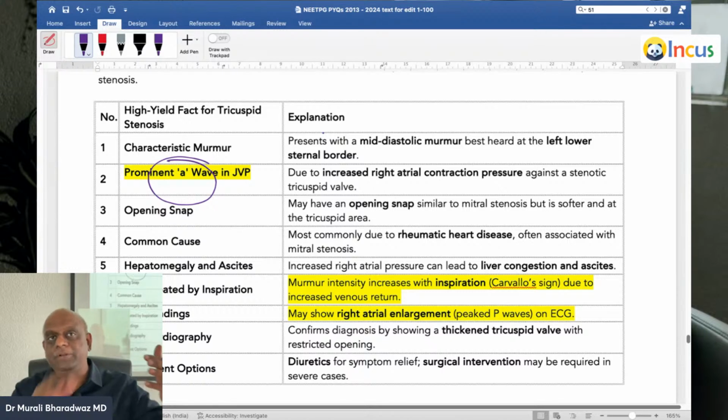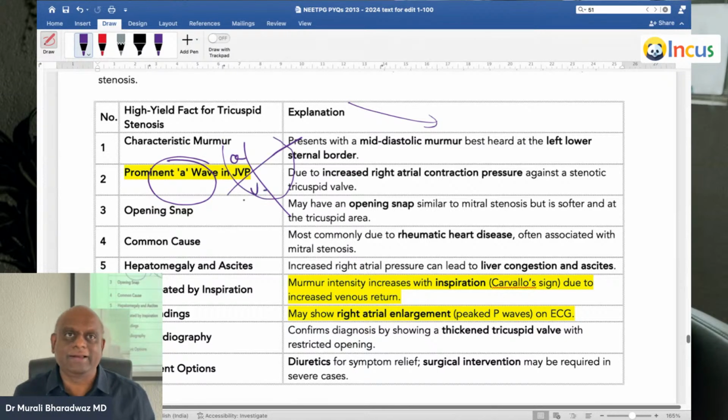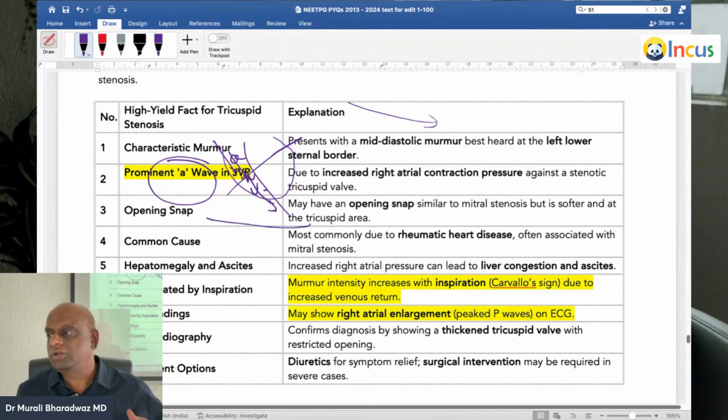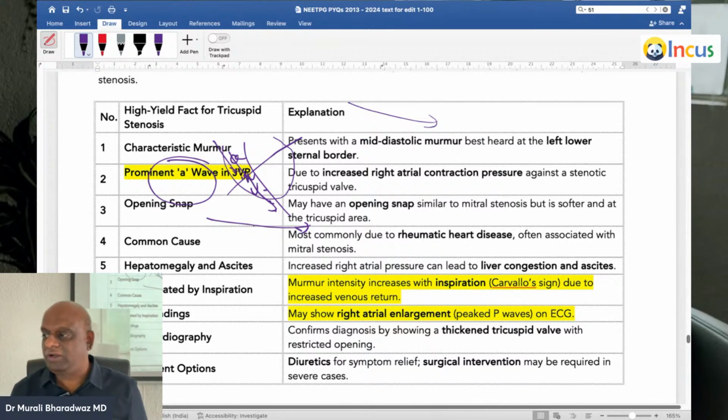At the same time, what happens to the Y descent? The Y descent is because of movement of blood from the atrium into the ventricle. Any stenotic lesion will make it move slowly. That's the reason the fall in pressure in the right atrium will not be drastic, but rather slow. Right? Gradually, the Y descent will fall.